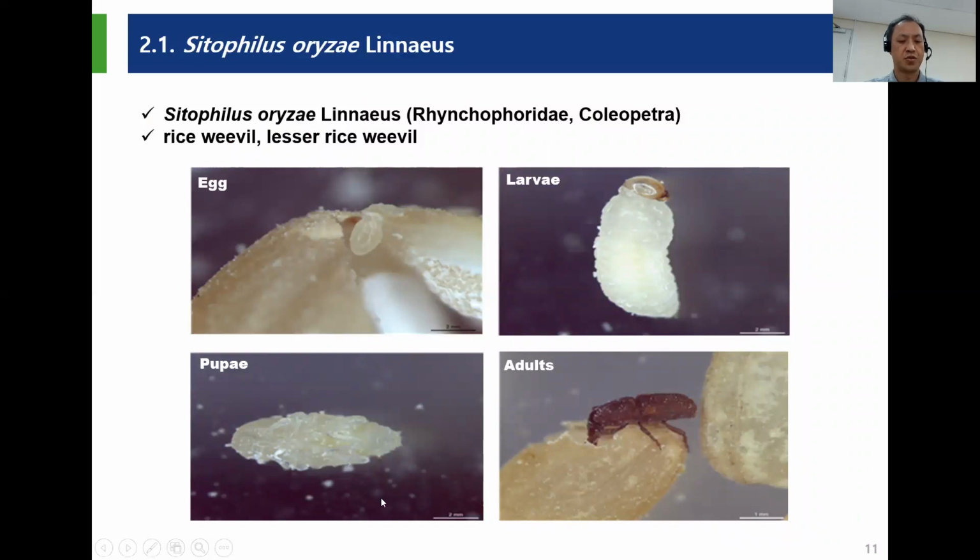These pictures show the eggs, larvae, pupae, and adults of the rice weevil. The larvae are milk white colored with a body size of 2 millimeters. Adults are brown colored, 3 to 5 millimeters long.